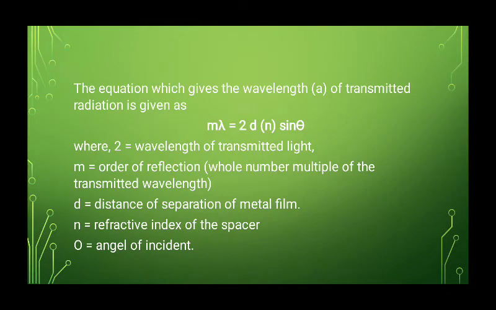The equation which gives the wavelength of transmitted radiation is given as m lambda = 2d n sin theta, where lambda is the wavelength of transmitted light, m is the order of reflection, a whole number multiple of the transmitted wavelength, d is the distance of separation of the metal films, and n is the refractive index of the spacer, and theta is the angle of incidence.